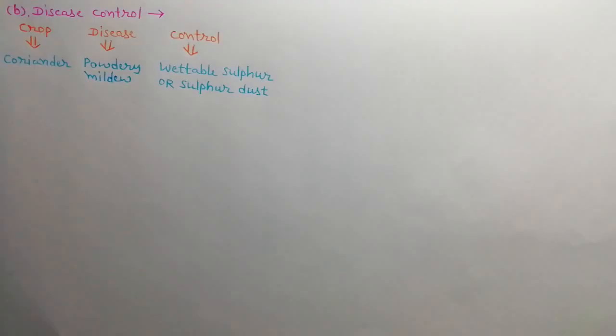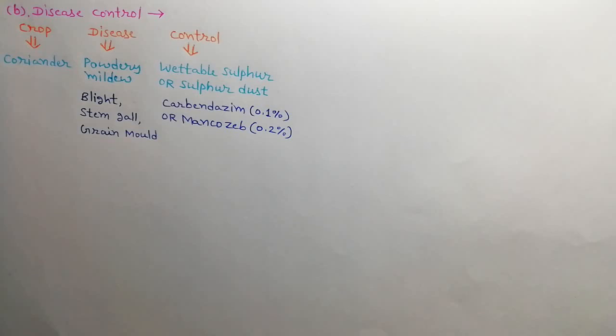In coriander crop, spray of wettable sulfur 0.25% or dusting with sulfur at 20 to 25 kg per hectare during flower initiation can control powdery mildew. Repeat the process after 2 weeks if necessary. Blight, stem gall and grain mold can be controlled by spraying carbendazim 0.1% or mancozeb 0.2%.